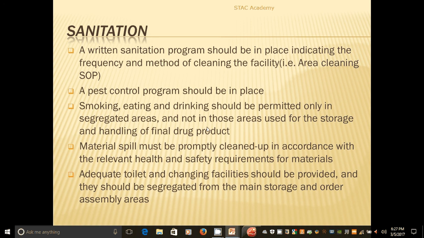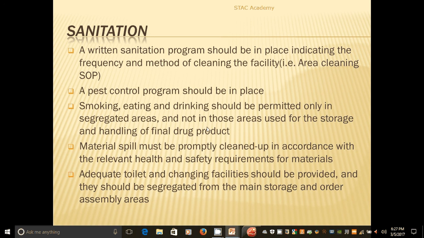Sanitation. A written sanitation program should be in place indicating the frequency and method of cleaning the facility. A pest and rodent control program should be in place and regularly monitored.